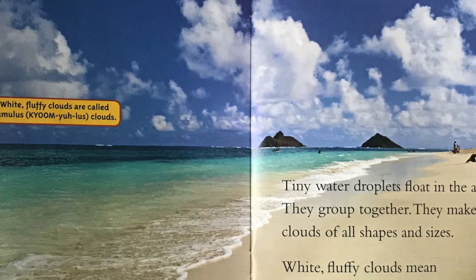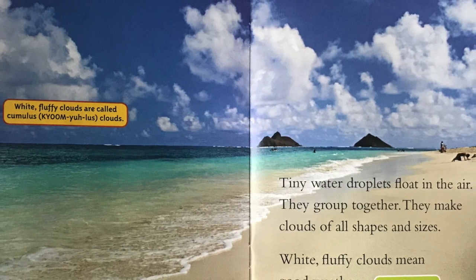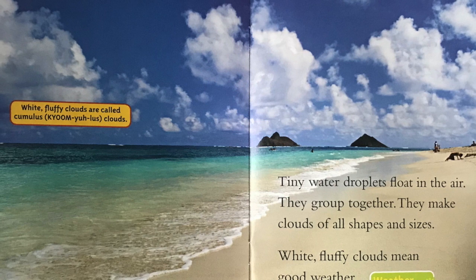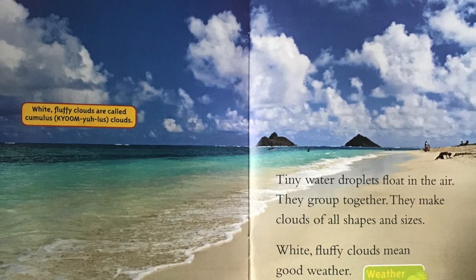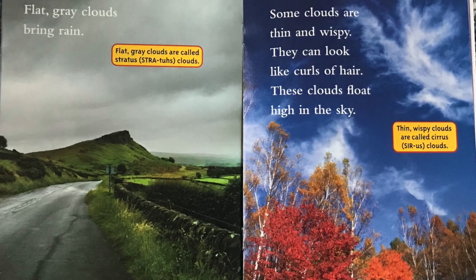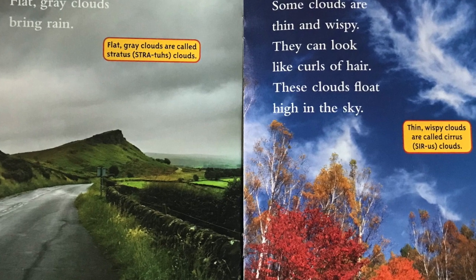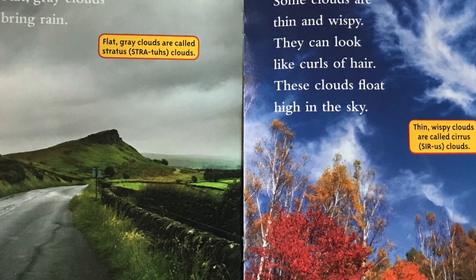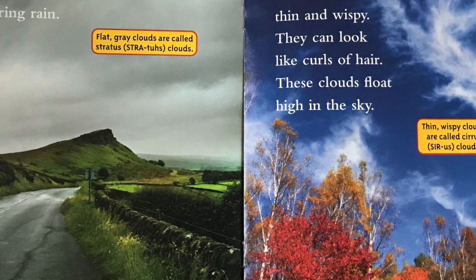Clouds. Tiny water droplets float in the air. They group together. They make clouds of all shapes and sizes. White fluffy clouds mean good weather. Flat gray clouds bring rain. Some clouds are thin and wispy. They can look like curls of hair. These clouds float high in the sky.